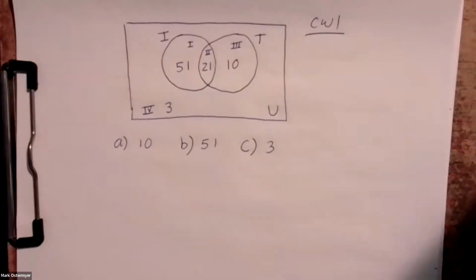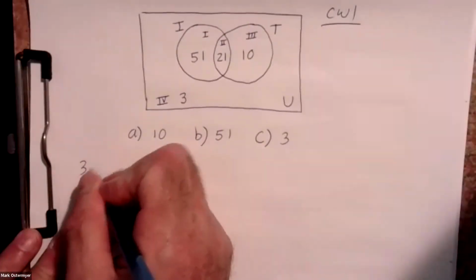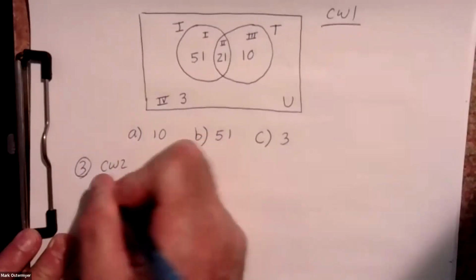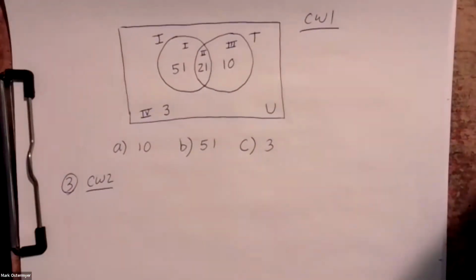All right, let's see. What other kind of trouble can we get into? Okay, all right. You can try problem number 3. Number 3 will be classwork number 2. Let's go to problem number 3.